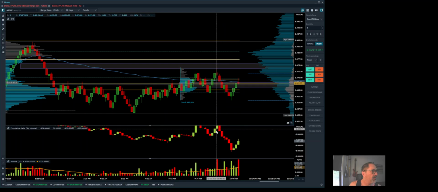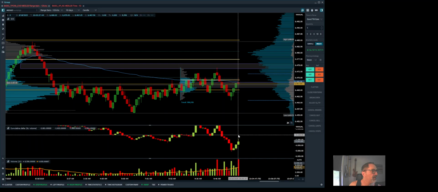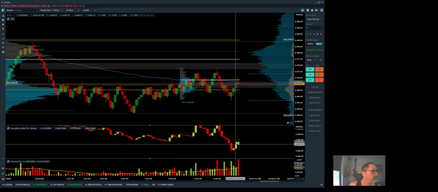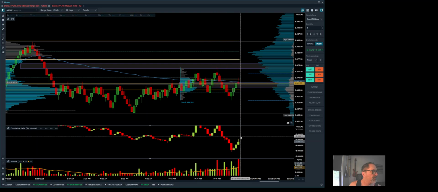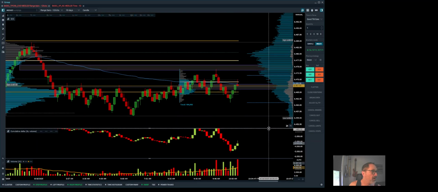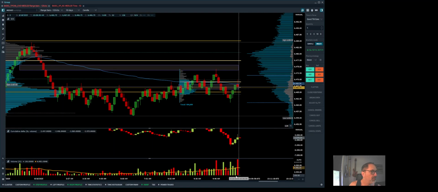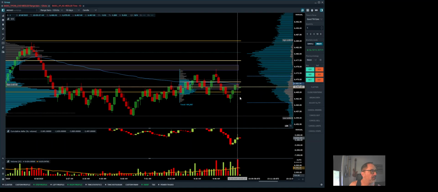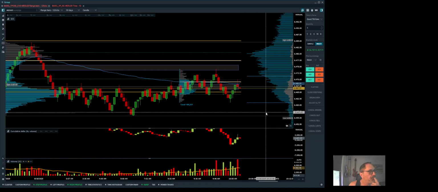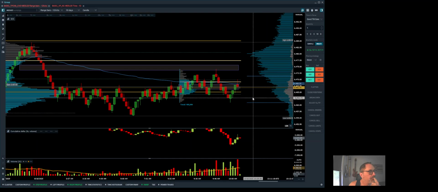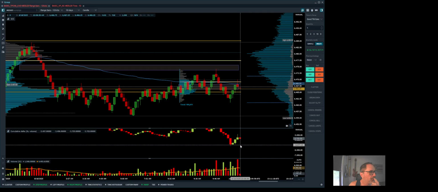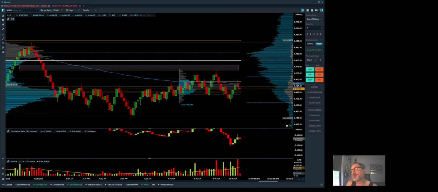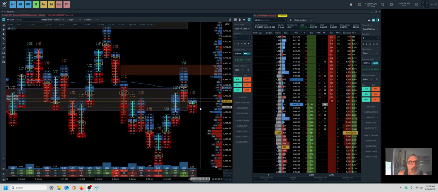Looks like the cumulative delta and the price action, for what it's worth right now. You see this huge candle here? We didn't get much selling. The buyers kind of took over. Let's go back to the depth of market and see what we got. We got some positive delta coming in.